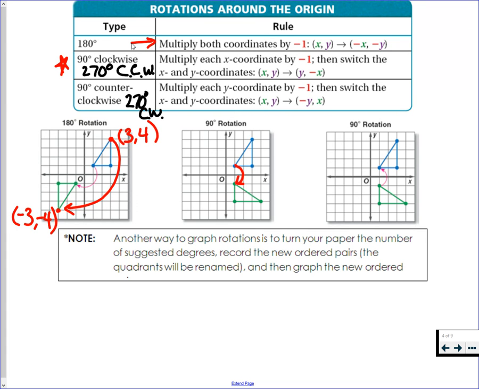So here's what I want you to do. We're going to change the x and then we're going to change the order. So when I say change the x, that means I want you to change the sign on whatever x you have, and then you're going to change the order.